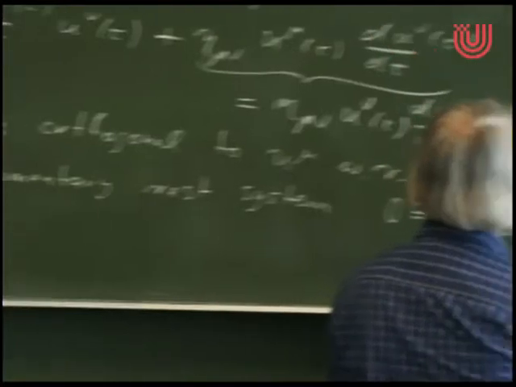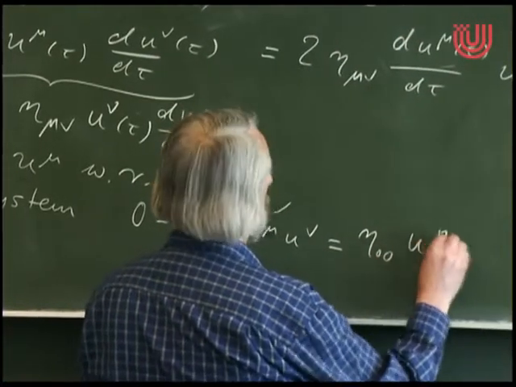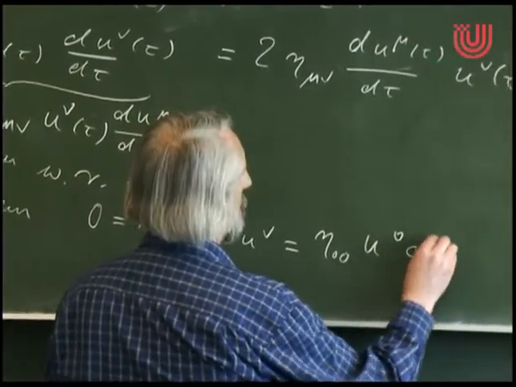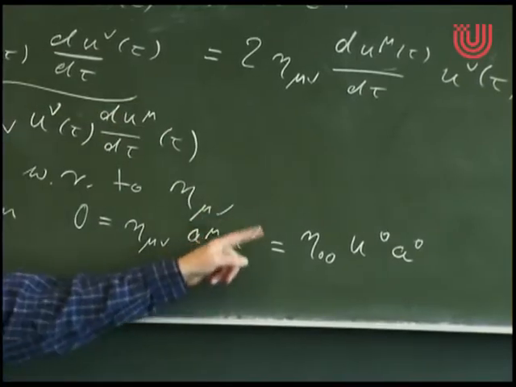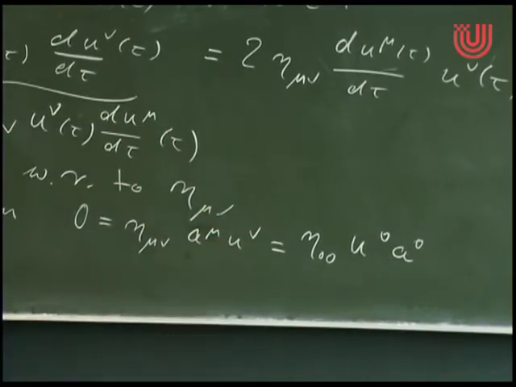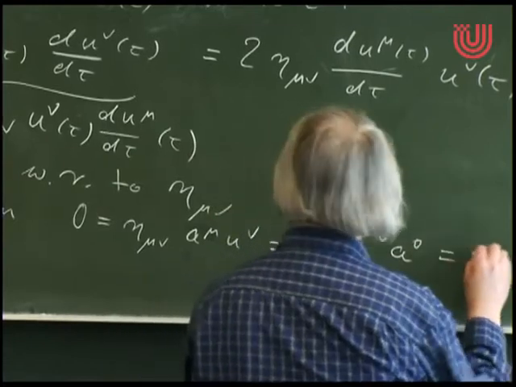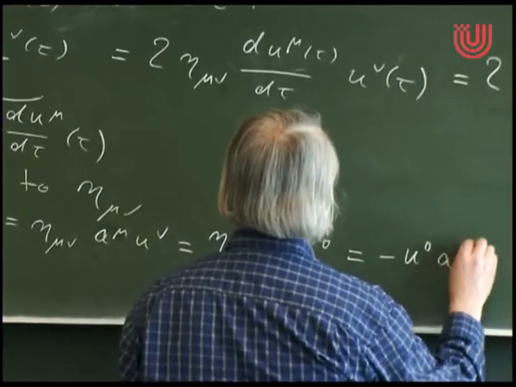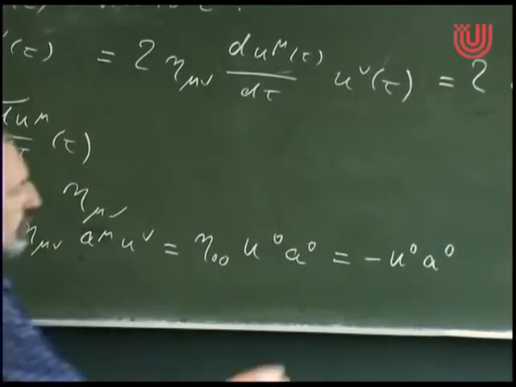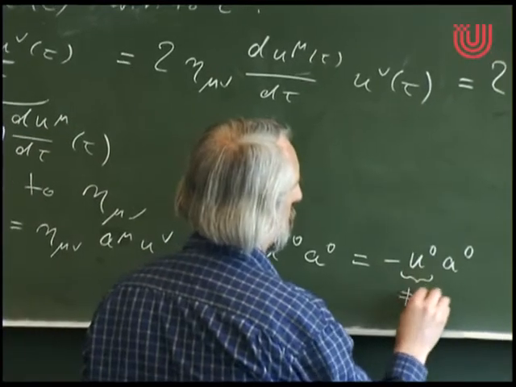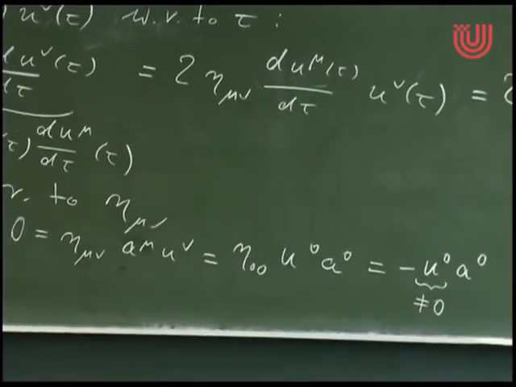So I get eta 0, 0, U naught, A naught, and then I get zeros, because all the other components of U are zero. And this is, of course, just minus U naught, A naught. And U naught, of course, is not zero, because then I would have the zero vector. But this is not the zero vector.